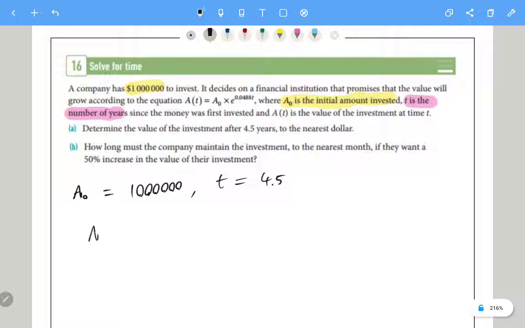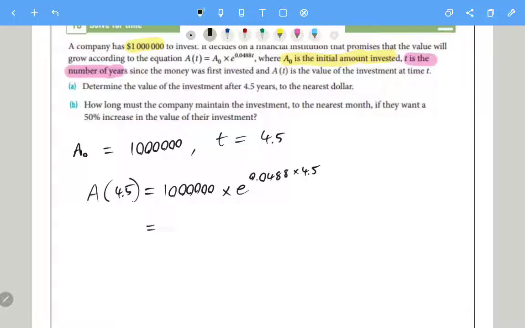So into the formula we get A of 4.5 is equal to 1 million times e to the 0.0488 times 4.5. And in our calculators, we can work out this is approximately going to equal 1,245,578 dollars and 40 cents. Actually, the calculator appears to round there, so it's actually strictly equals. Alrighty.